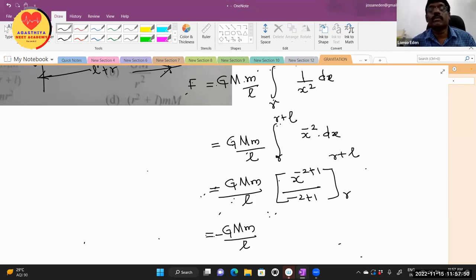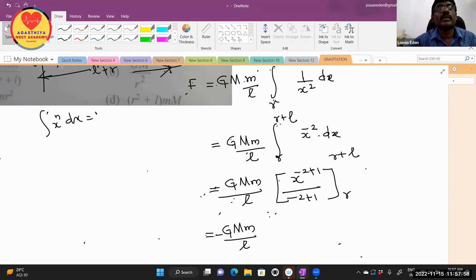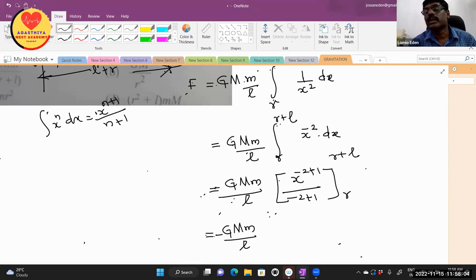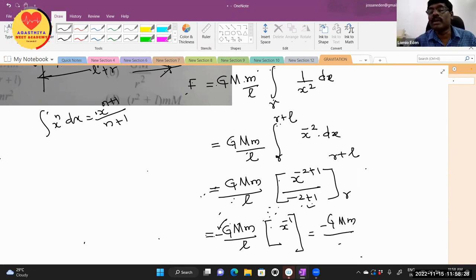What is the integration formula? The integral of x to the power n is x to the power n plus 1 divided by n plus 1. Therefore, it becomes x to the power minus 2 plus 1 divided by minus 2 plus 1. Here the denominator, minus 2 plus 1, becomes minus 1. Therefore, let us take minus G capital M small m over L, and the remaining part is x to the power minus 1. Here, let us apply the upper limit and the lower limit.